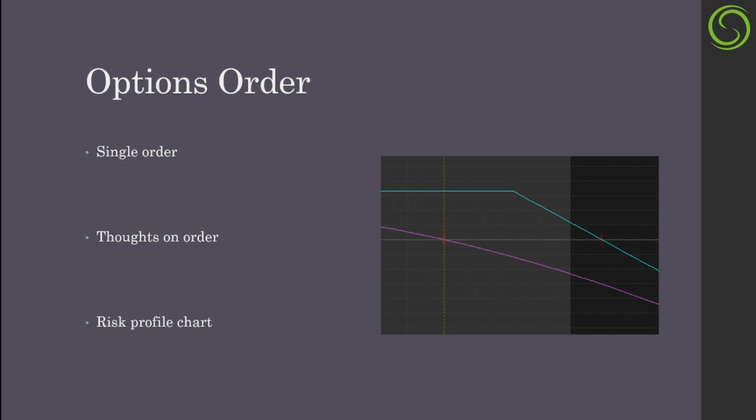Okay, and then later on, I'll switch over to the broker and we can look at some risk profile charts. That way you can get a more visual representation for how your P&L will move as the stock goes to different price levels.